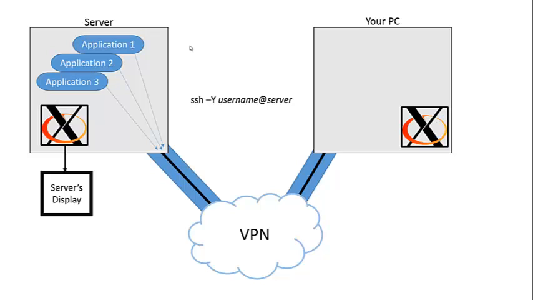Now, when you interact with each of these applications and they have to draw, they will send their output through your SSH tunnel to your X server, which will draw it and put it on your display.